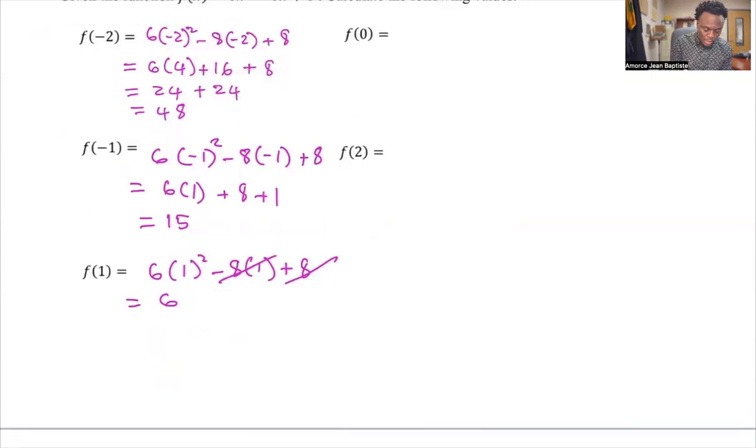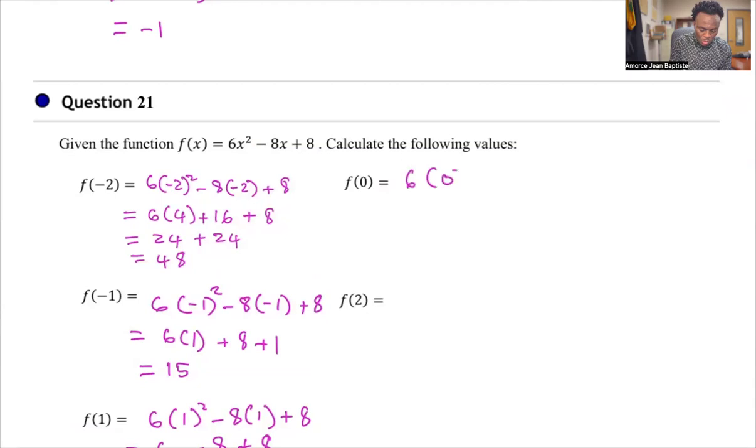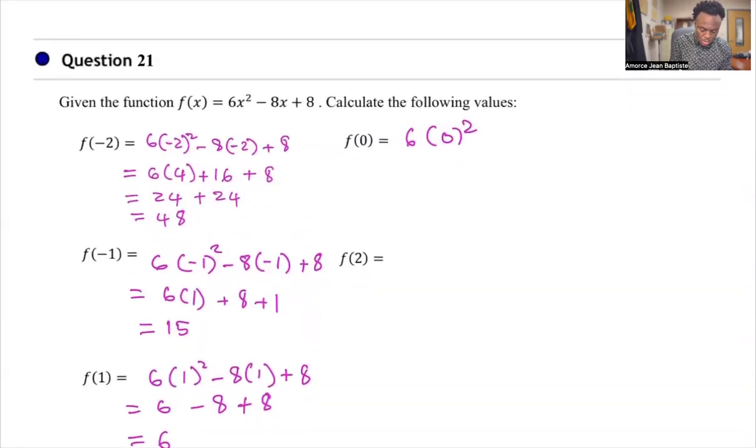Well, we can break it down if you want further, but that's pretty much what it is. So that is 6 times 1, 6 minus 8 plus 8. That's 6 times 0 squared minus 8 times 0 plus 8. So that equals 6 times 0, 0, minus 8 times 0, another 0, plus 8. So that is 8.